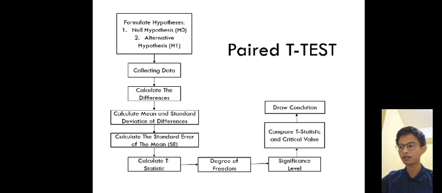So here is a simple explanation of how to perform a paired t-test. I have tried to make the flow of how to do the paired t-test. So these are the steps. The first one is the same as the ANOVA test: formulate the hypothesis. We also know H0 and H1, the null hypothesis and the alternative hypothesis.